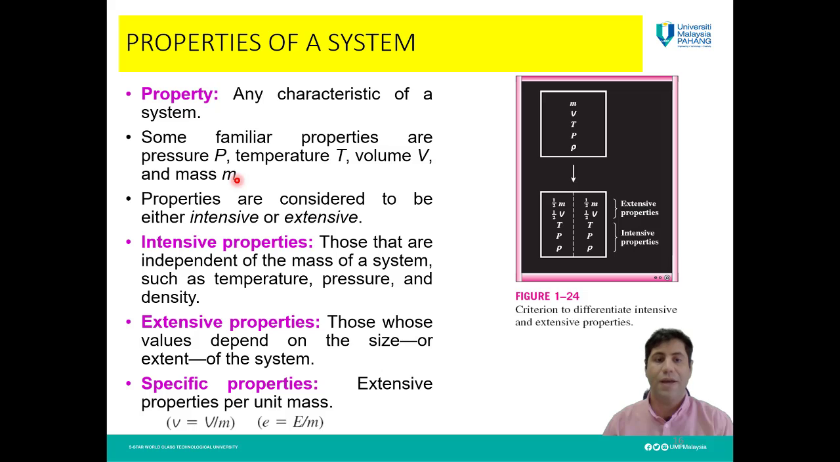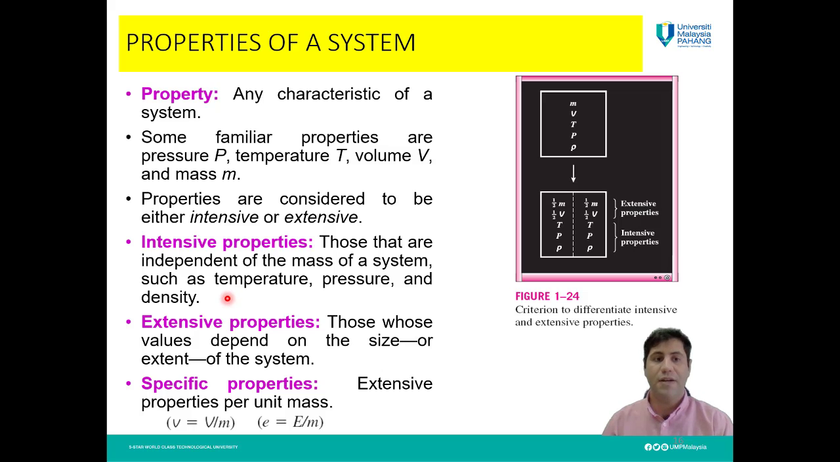But we divide these properties into different categories as intensive and extensive properties. Intensive properties are those properties which are independent of the mass of the system. So no matter how much the mass of the system is, or if the mass is changed, the temperature, the pressure, and the density of the system will be constant. So we call these properties intensive properties because they are independent of the mass of the system.